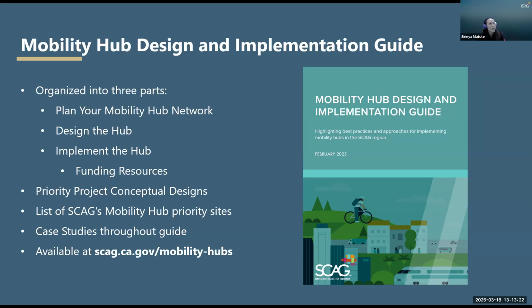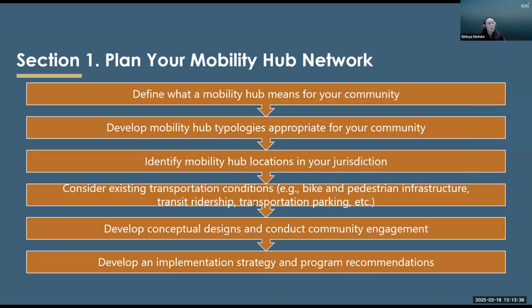It's divided into 3 parts: plan your mobility hub network, design the hub, and implement the hub. The implementation section includes a lot of funding sources. You'll also find priority project conceptual designs, a list of the mobility hub priority sites, and there will be case studies scattered throughout the guide.